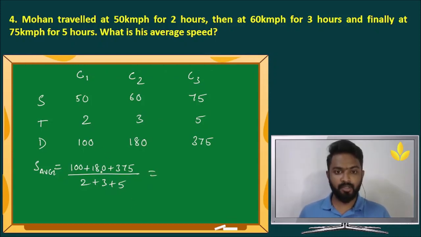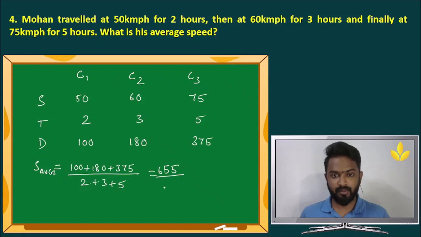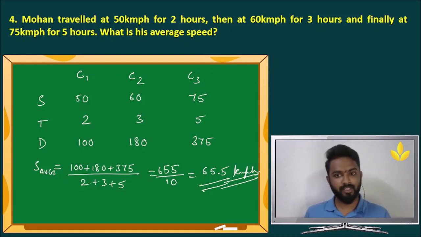Now 100 plus 180 is 280. 280 plus 375. Let's break it down. 280 plus 300 is 580. 580 plus 70 is 650. 650 plus 5 is 655. Divided by 2 plus 3 is 5. 5 plus 5 is 10. So the final answer is 65.5 km per hour. That's it. Let's move on.